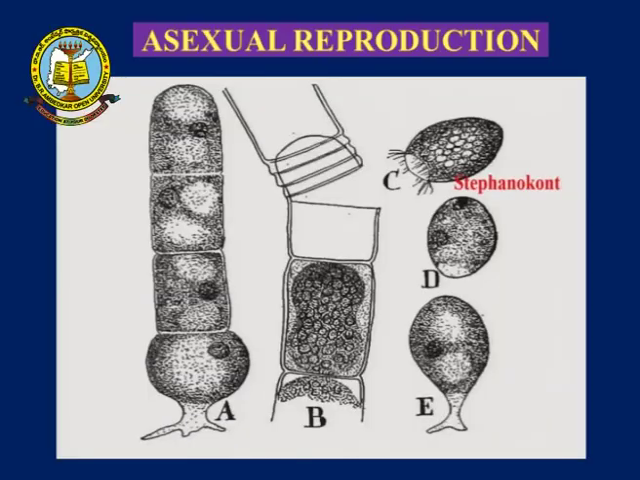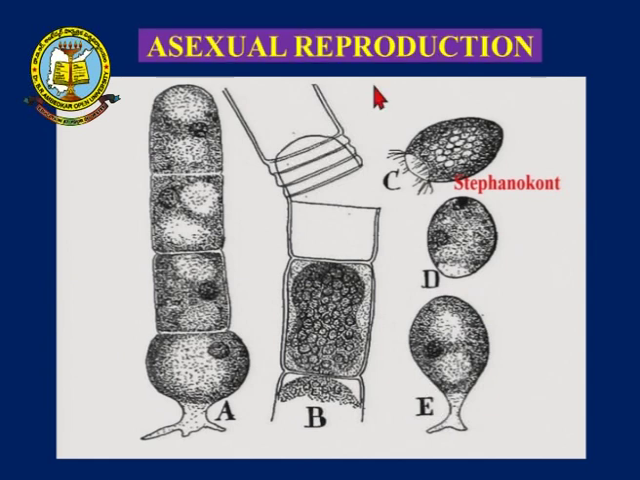That means, as the name itself suggests, if any vegetative part separates from the filamentous thallus, it can grow as a new filament. So that is the fragmentation process. Another important one is asexual reproduction in Oedogonium. Asexual reproduction takes place by the formation of a special type of zoospores, called Stephanokontan zoospores. Let's see how the zoospores are formed inside the Oedogonium.